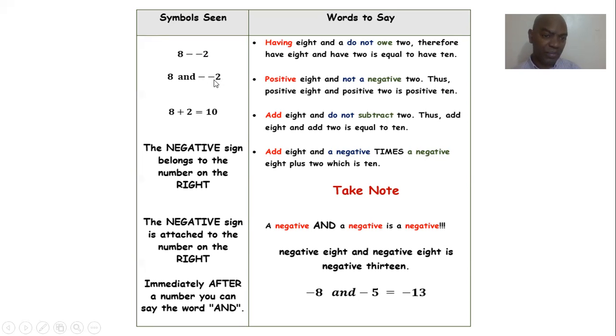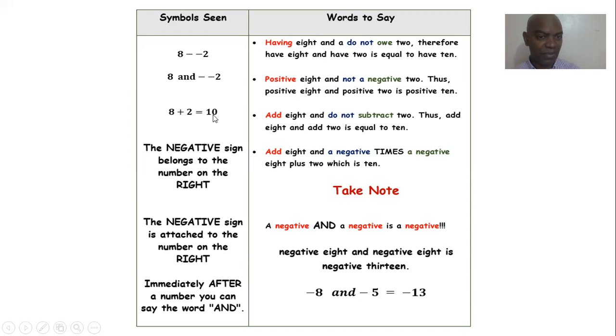So what can you say? How can you interpret that? Remember, the negative sign belongs to the number on the right. So those 2 negative signs do not belong to 8. You have to group them up with the 2. And what do you say? How can you apply that? Instead of saying negative negative, which doesn't really give you any real life application, you can say having 8 and you do not owe 2. Do not owe. Remember, you can say "do not" and you can say "owe" for that very same sign. Do not owe. So if you do not owe, then you have.